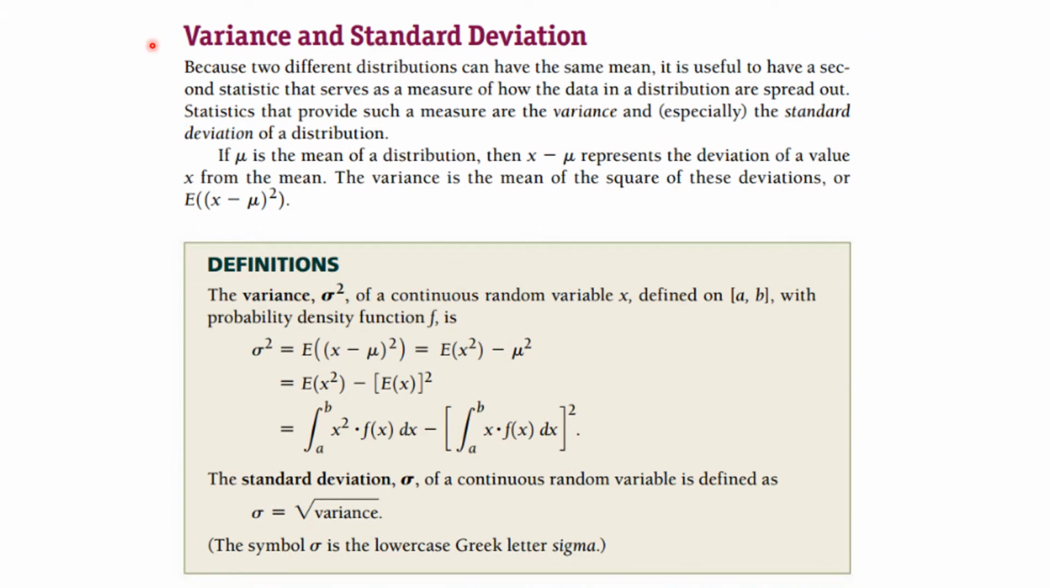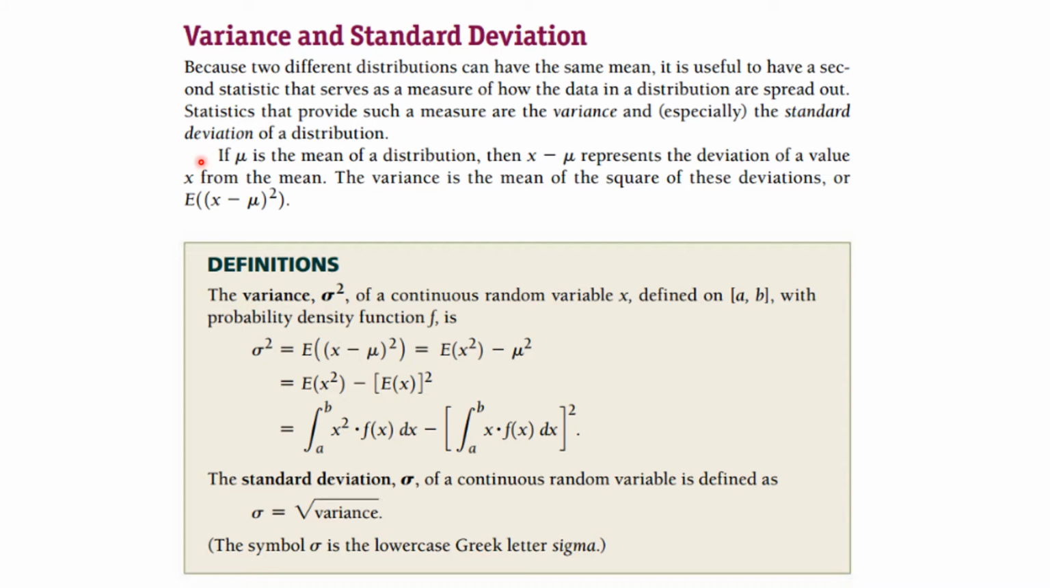We're also concerned about variability, and for those measures we have the idea of the variance and the standard deviation. Because two different distributions can have the same mean, it's useful to have a second statistic that serves as a measure of how the data in a distribution is spread out. Statistics that provide such a measure are the variance and especially the standard deviation of a distribution. You're going to see that these two are very similar, but the standard deviation will have the same units as the other statistics in the problem, like the mean.